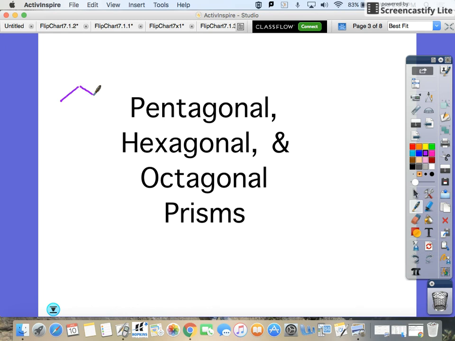So a pentagon is, well, clearly I'm really bad at drawing that right now, but 1, 2, 3, 4, 5 sides. A hexagon is 6 sides, and then an octagon is 8 sides. But regardless of their sides, they have the same formula for the areas of those shapes.